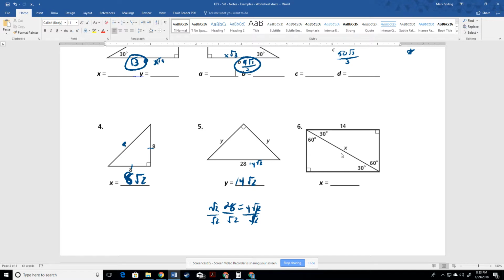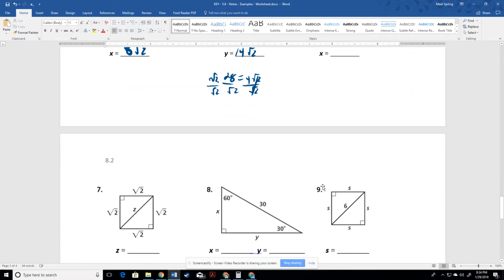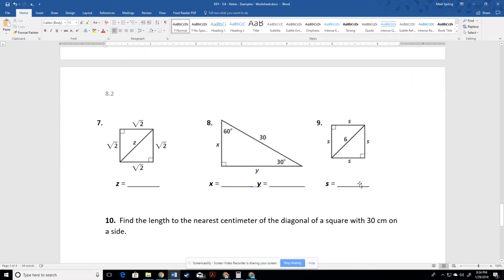All right, in this case, this is our x radical 3 side, and this is our 2x side, and this would be our x. So we're just trying to find the hypotenuse here. So once we find x, we double it, and we're good. So in other words, we have 14 radical 3 over 3 is what we end up with for our x, and we double it to get 28 radical 3 over 3 is our 2x.